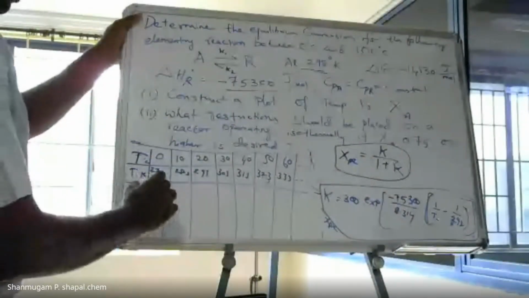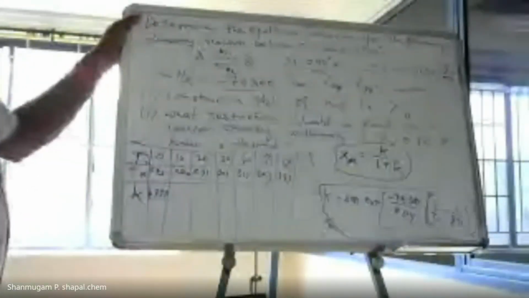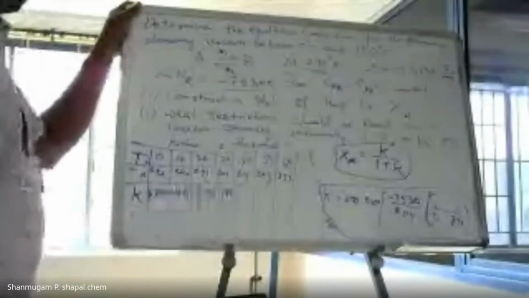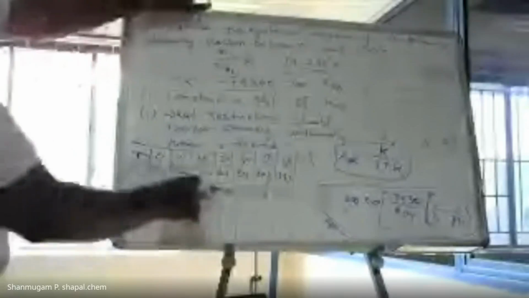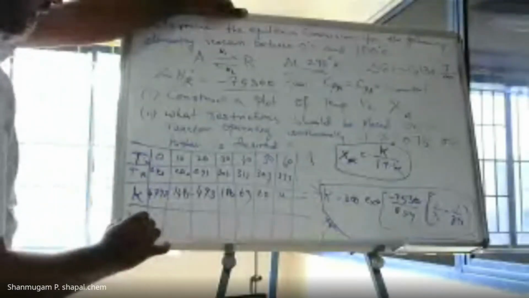The K values will be something like 4, 149, 493, 180, 9, and something like this. So the K value keeps decreasing drastically. And if you know the K value, you substitute it here and find XAE.